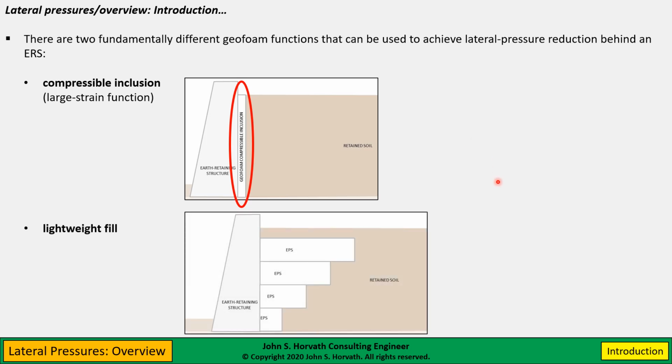The other functional usage is called lightweight fill, and I suspect this is the one that the vast majority of people viewing this presentation are familiar with, at least to some extent. And this involves the stair-stepped placement, and this stair-stepping is really essential. Stair-step placement of EPS blocks behind the earth retaining structure. And although I'll touch on this more later, both of these can be used with both new construction as well as to retrofit an existing structure.